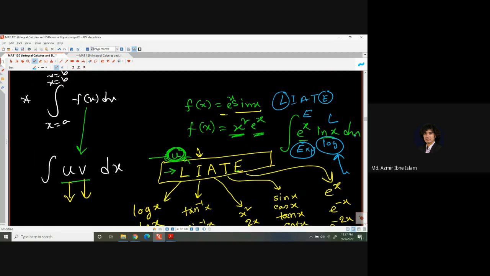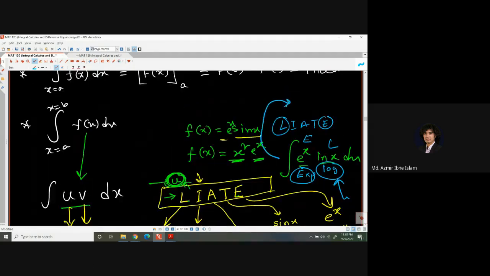So in the next part we can rearrange this like this, that is the integration of natural log of x e to the power x dx. So we can make this change. Okay, now we can easily understand that this is u and this part is v. So before going to apply u substitution in integration by parts, we have to understand LIATE clearly.